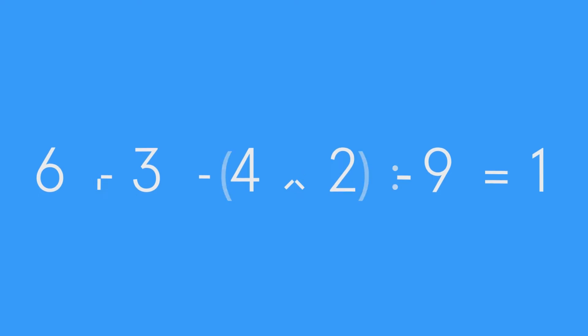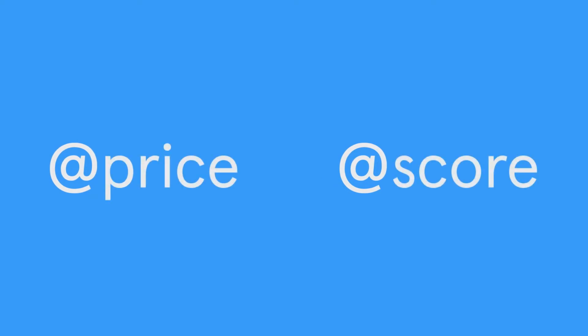Variables are like running totals that your Typeform can keep track of. That means that you can add, subtract, multiply, or divide numbers to these variables as people go through your Typeform. There are two default variables in Typeform, price and score, but you can add more variables if you want.